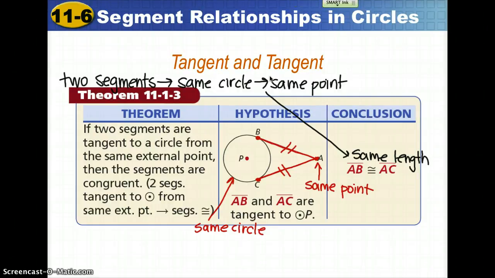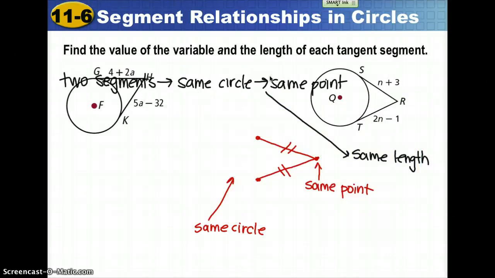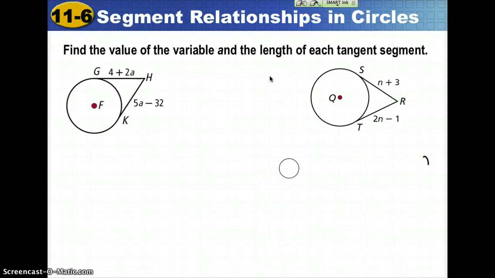We use that to solve. Let's get this out of here because it's getting in our business. Okay? We just have to find the value of the variable and the length of the tangent segment. We've done this. You've done a good job with this. Right here, these two things, GH and HK, are both tangent to the same circle from the same point. So 4 plus 2a equals 5a minus 32.